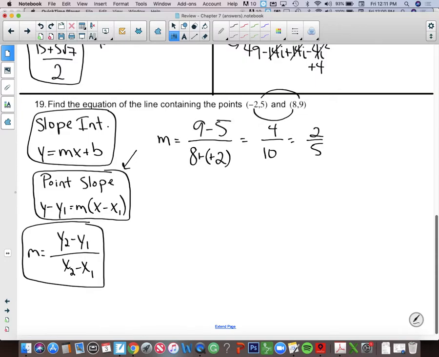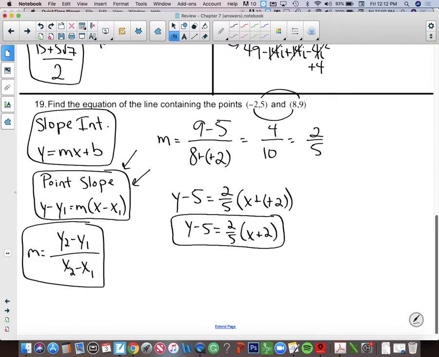And let's plug it into our point slope form, and then we'll pretty much be done. I'll show you what slope-intercept looks like just to compare. So y minus y1, which is 5, equals 2/5 times x minus x1. So that would turn into a plus 2. So this would be our point slope form, x plus 2. That's the best way to write it.